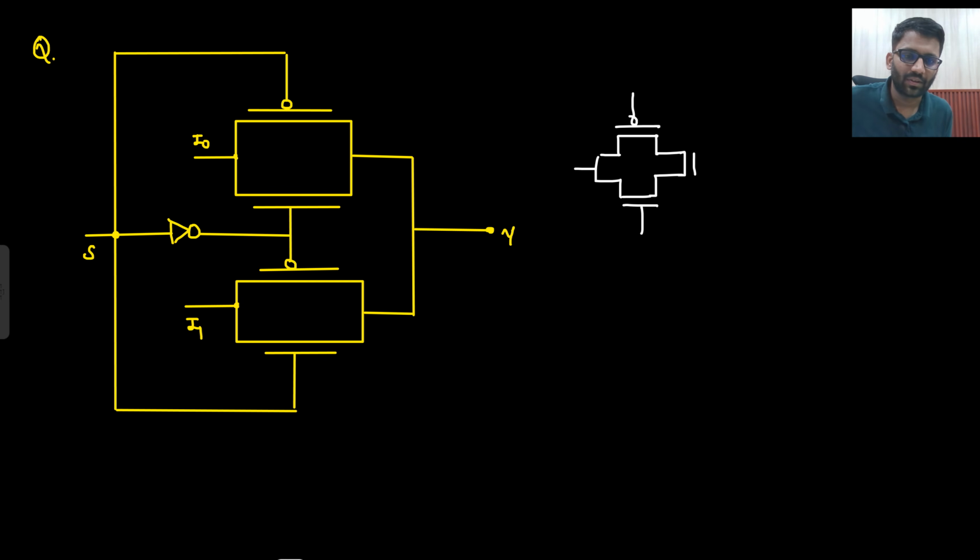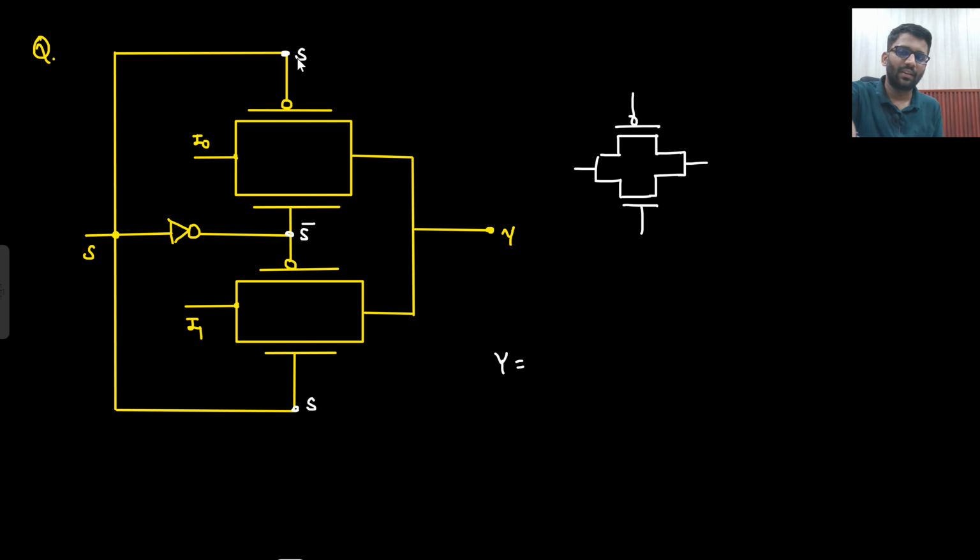So this is your PMOS and this is your NMOS. Just the way of representing is different. Okay, NMOS, PMOS. So you know this S is there, and here S bar is there. Here S is there. So how will you write Y? How will I write Y?